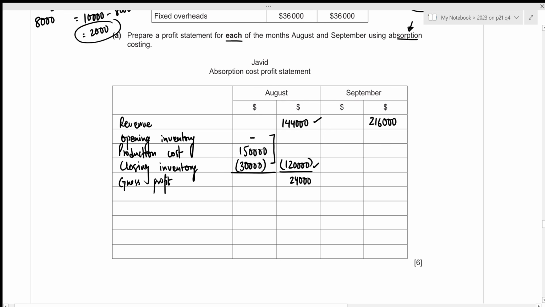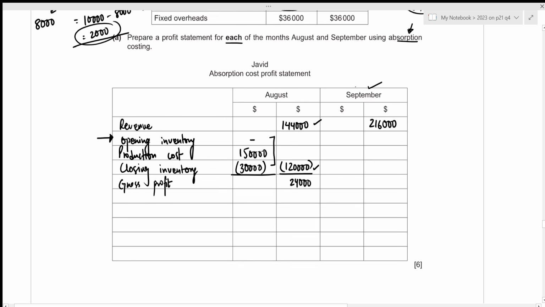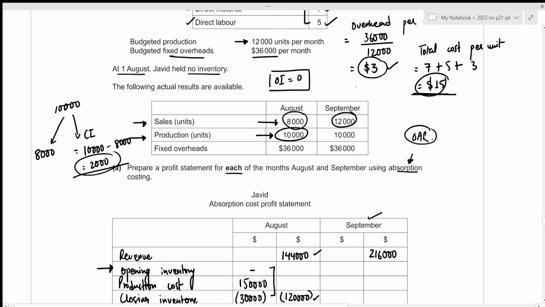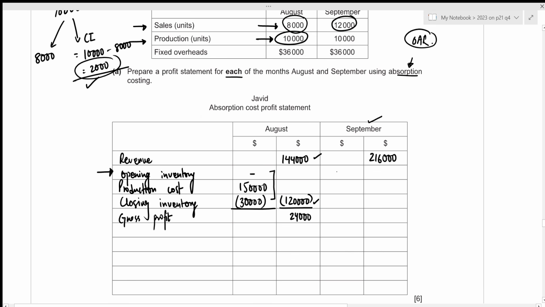Now we repeat the same process for the month of September. We start with our opening inventory, and remember, the closing inventory of last month is just going to be the opening inventory of next month. In this case, the closing inventory for the month of August was 2,000 units, which means that this will now act as the opening inventory for the month of September. Again, opening inventory is valued at the total cost as well, since we're operating under absorption costing. So that is going to be 2,000 times 15, which again results in 30,000. So that will be the opening inventory for the month of September.